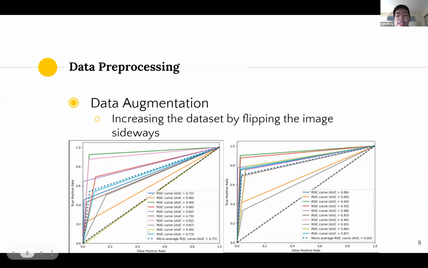And on the horizontal axis is the false positive rate, and we want it to be as low as possible. So you can probably see that the better the model performs, the closer the ROC curve is to the top left corner, and you can see there's a huge improvement. All of these curves have gotten significantly closer to the top left corner after the augmentation.